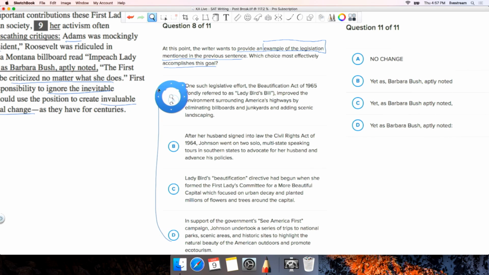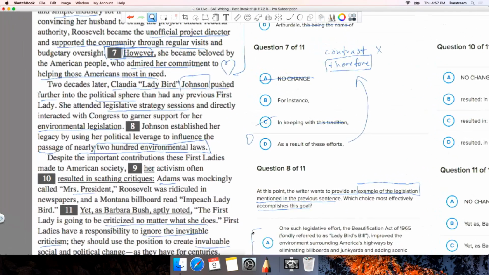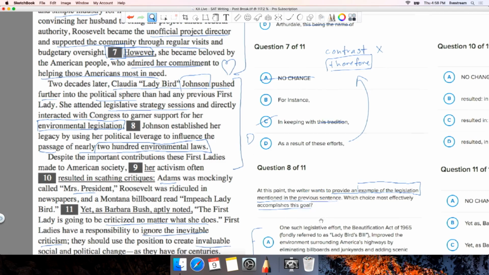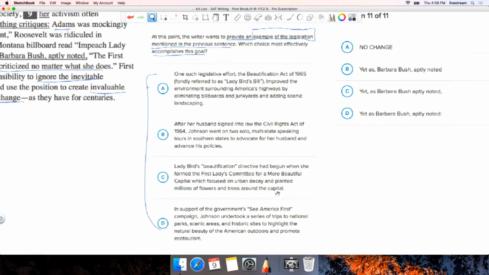But first, I want to look back at the context. So this is question number 8. And so we're talking about Lady Bird Johnson. So we're looking here. And so 2 decades later, she pushed further in the political sphere. She attended legislative strategy sessions and directly interacted with Congress to garner support for her environmental legislation. So bingo, there is the environmental legislation we are talking about. And okay, so we want an example of environmental legislation. And so let's see which of these answer choices best accomplishes that. And I'll move back here for now.